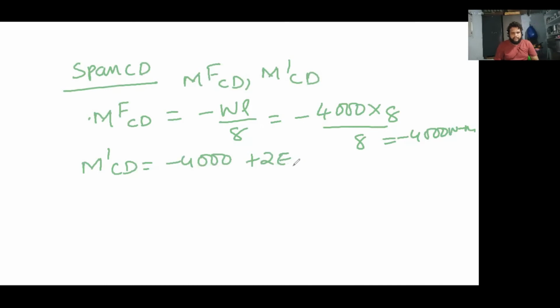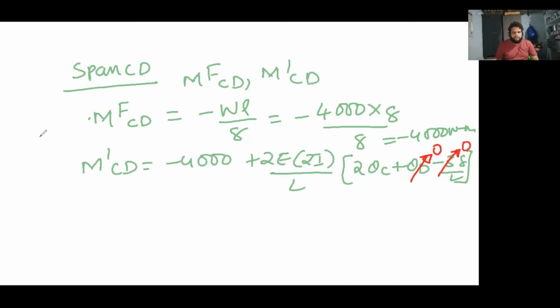This is 2I because the last span is 2I by L into 2 theta C plus theta D minus 3 delta by L. Now theta D is 0 here because we have a fixed end support. Now 3 delta by L is also 0. This is the CD span. We have sinking only in the AB span and BC span. We don't have any sinking in the CD span. That is the reason I am putting minus 3 delta by L as 0.